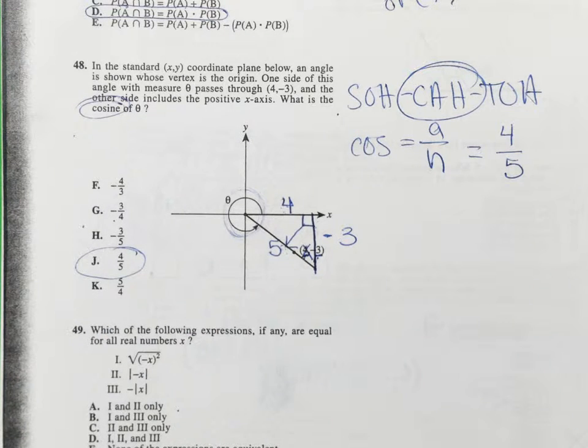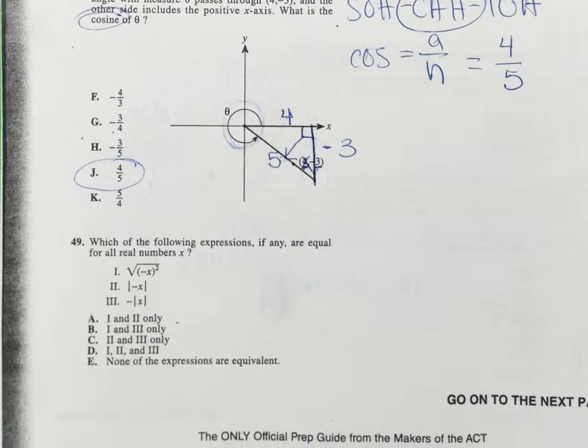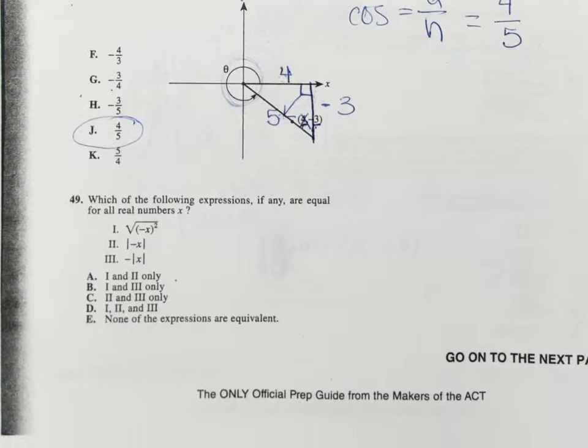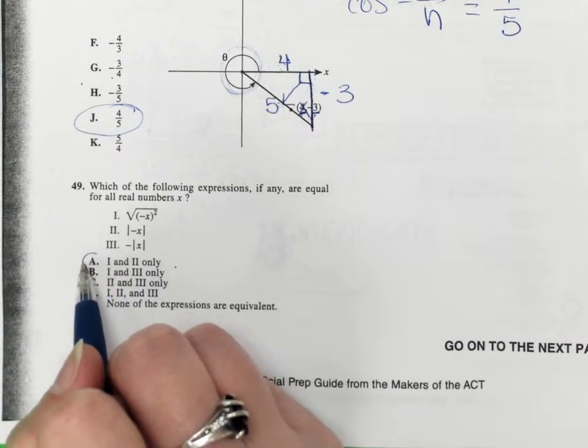Y'all okay? All right, what about 49? Do we need to go over 49? Is it C? It is A.